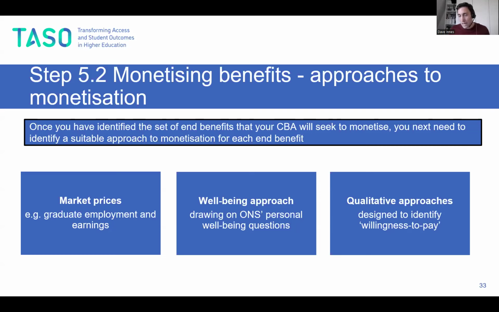These involve qualitative data collection, but the underlying aim here is working with people who have benefited from the intervention, designed to identify what their willingness to pay for the intervention is. And I won't go into that in too much detail, but that essentially means trying to get them to state how much they would have been willing to pay to get the benefits that they did get from the intervention itself.